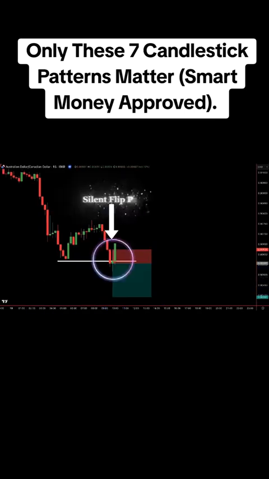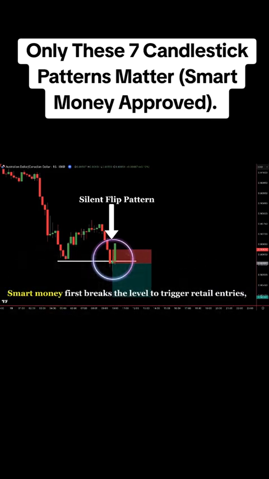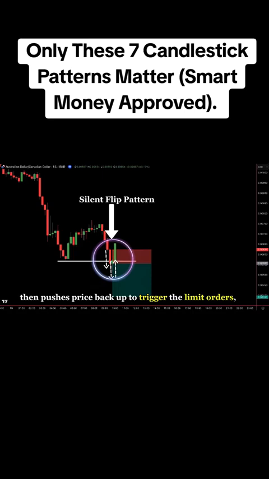Suddenly, a bullish candle forms. Then another, even stronger bullish candle follows. That's the silent flip in action. 3 candles, 1 engineered trap. Smart money first breaks the level to trigger retail entries, then pushes price back up to trigger the limit orders, and finally uses the third candle to hit the stop losses.